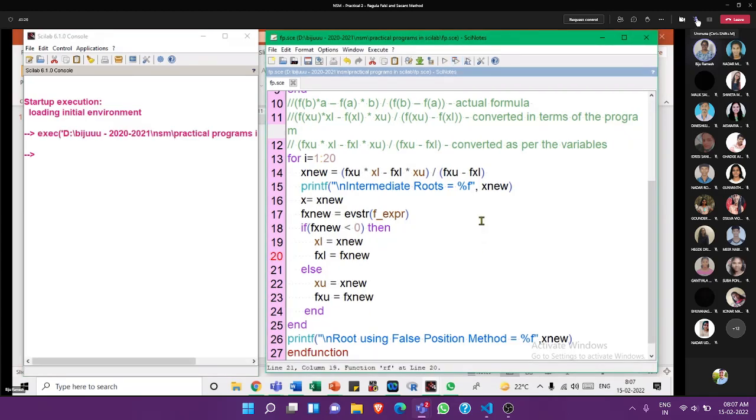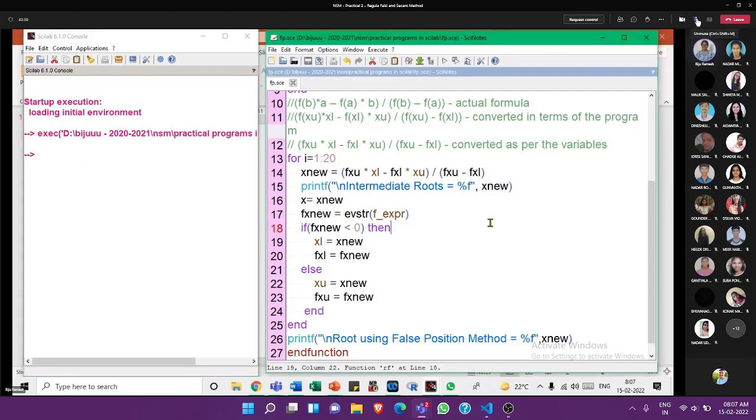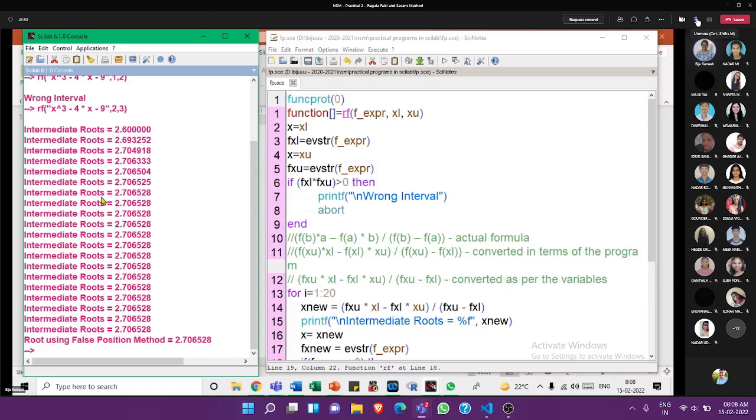Okay, so I'm saving and running. There is no error. What is the name I had given? RF. So RF of, let us go for the same equation, x cubed minus 4 into x minus 9, comma 1 comma 2 should give me wrong interval. It's giving me wrong interval because it is negative and negative. So if I give 2 comma 3, then it is giving me the intermediate.